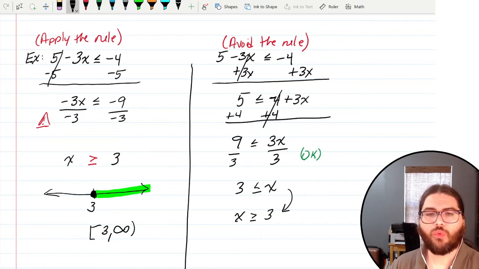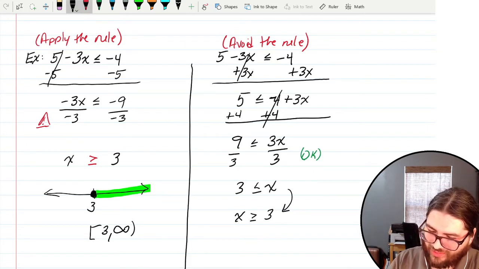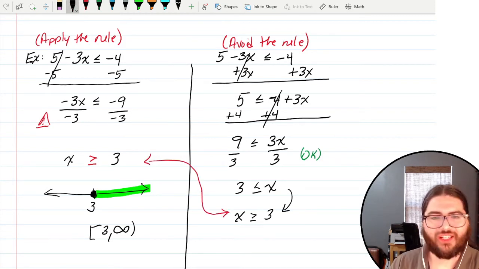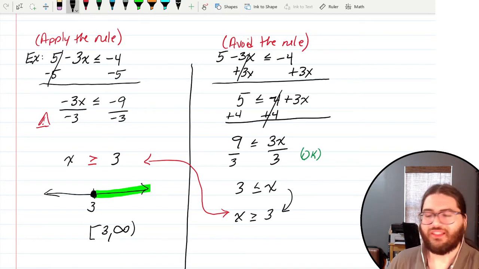I'm not criticizing one way or the other. That's why I showed them both to you. But I get the same result in the end. It just looks a little bit different. And I flipped around the inequality sign for a different reason. One of them was the rule. The other one was, well, I'm just writing it so that I can read the x on the left side. But I get the same result either way.